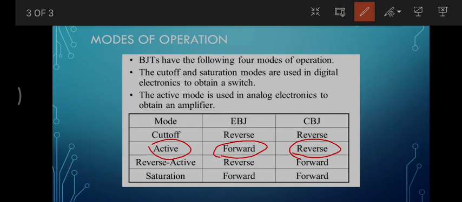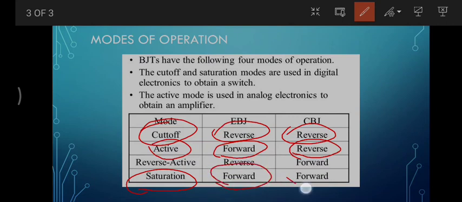Another application of the transistor is switching, and for switching it utilizes two modes. One is cutoff, and as the name implies, in this mode both junctions are in reverse direction, hence no current flows through it, and it gives you a cutoff or open-circuit-like behavior. The other switching mode uses saturation. In saturation, both the emitter base junction and the collector base junction are forward biased.